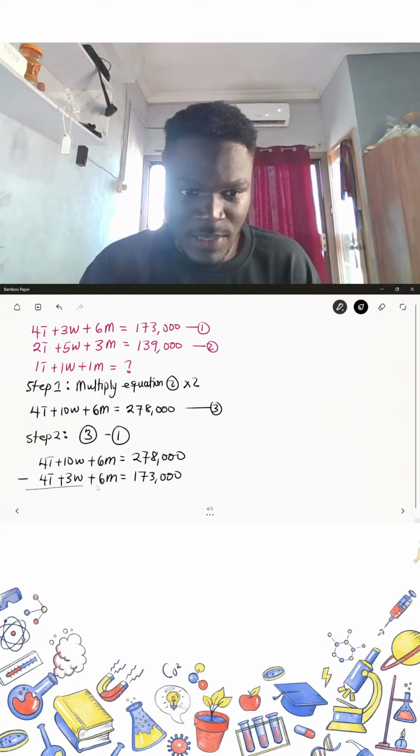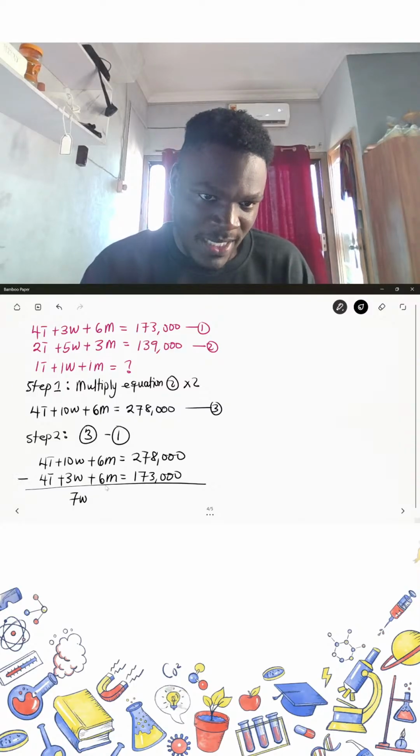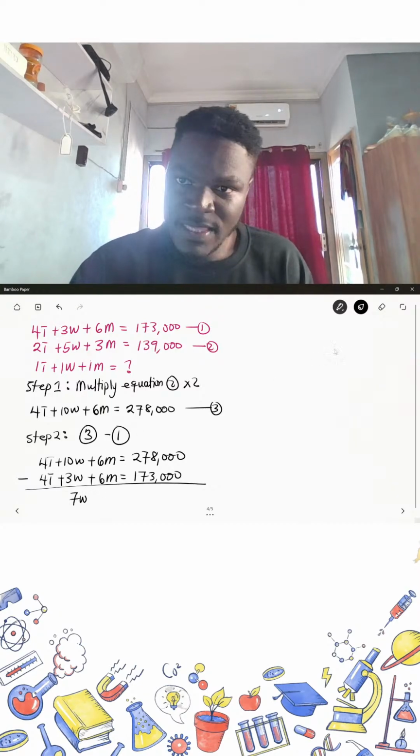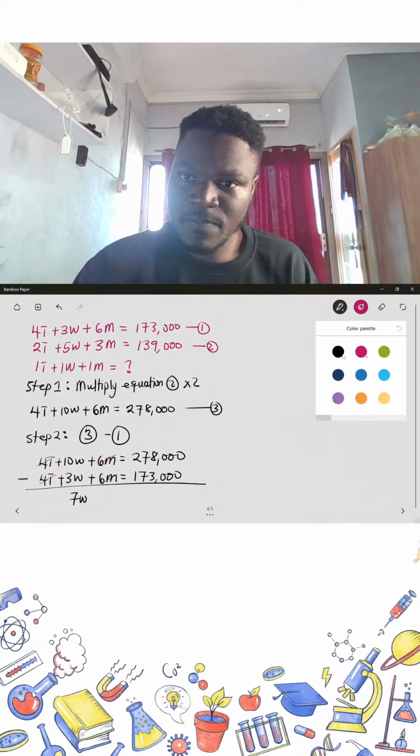So from here, we just do the subtraction. 4t minus 4t will give us 0. Then 10w minus 3w will give us 7w. 6m minus 6m, this 6m at the top minus the 6m over here, will give us 0. So basically these guys will cancel each other out because we are subtracting, and then we'll be left with just this guy.